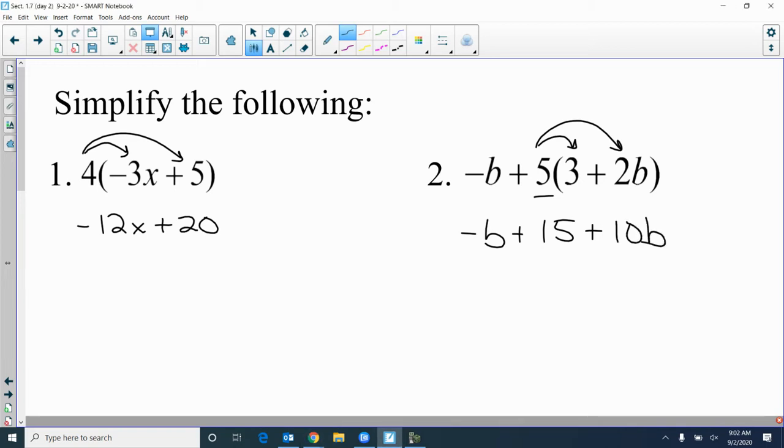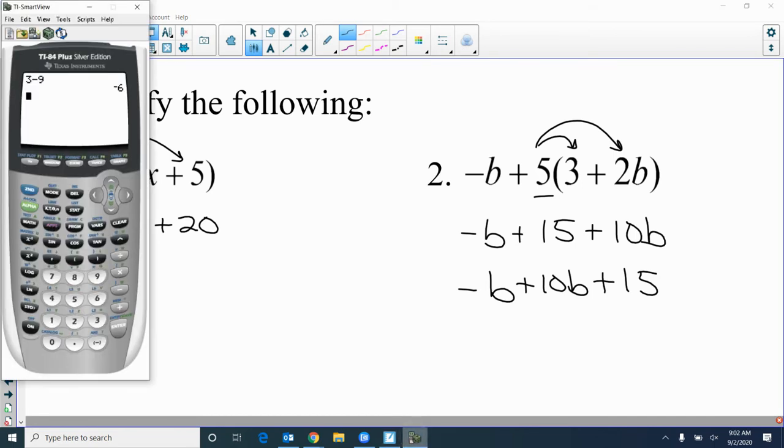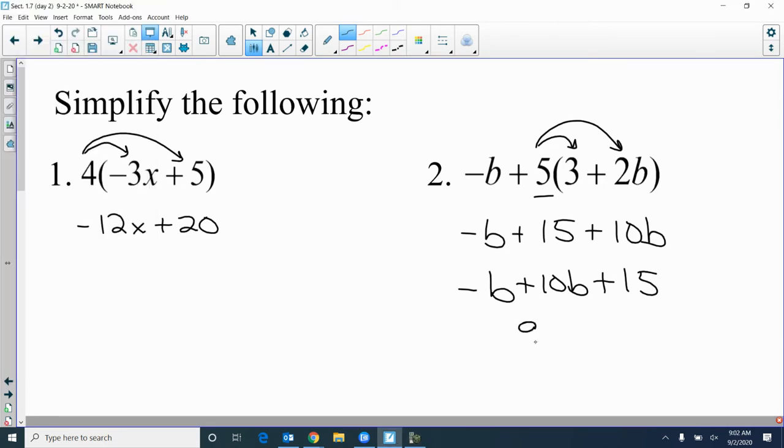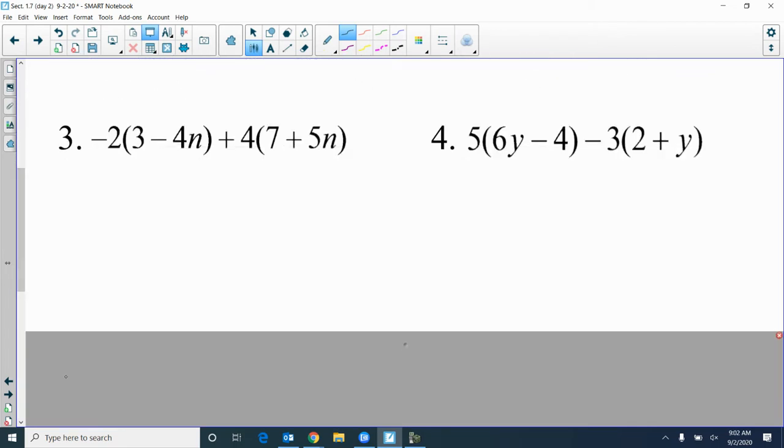All right, now do we have any like terms? Take a look at these. Morgan, any like terms? Negative b and 10b. Yep. Now, I'm not going to require this, but sometimes it might be helpful for you to group those two together. If you need to, use your calculator. Negative 1 plus 10, 9. So we get 9b plus 15. Can't do anything else because one has a b and one doesn't. Remember, they have to have the same variable in order to be added together.